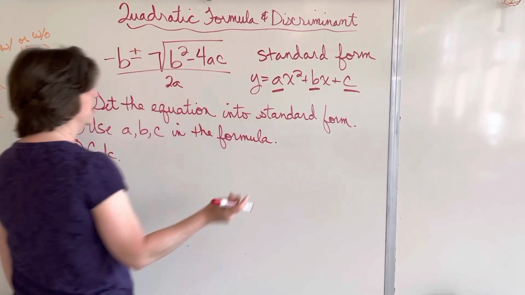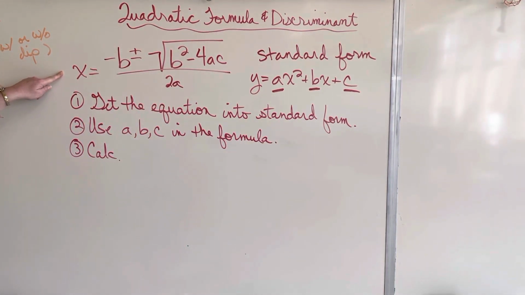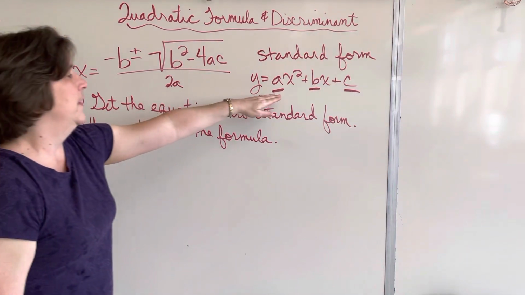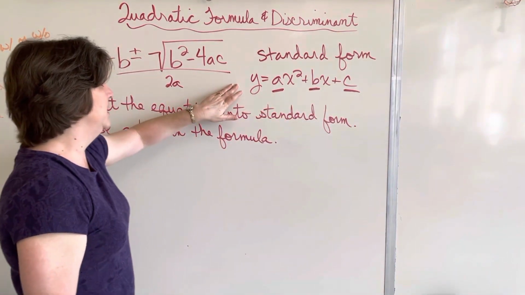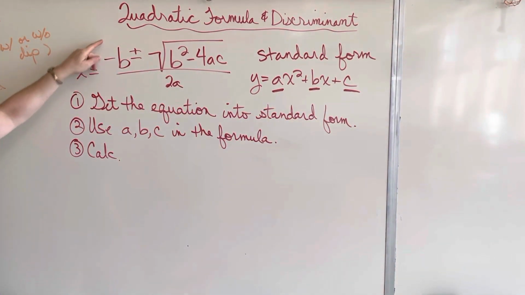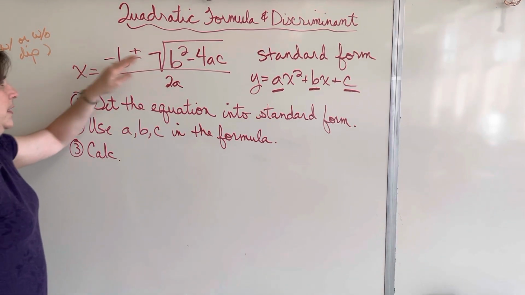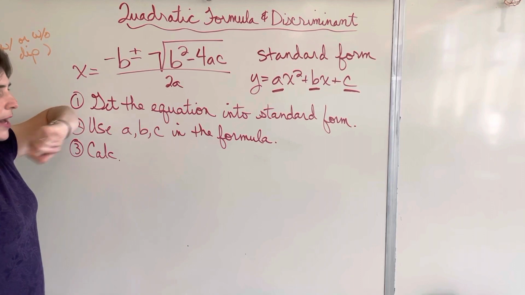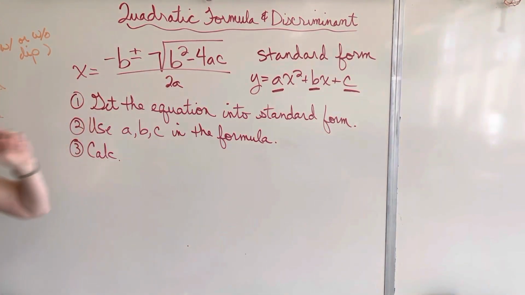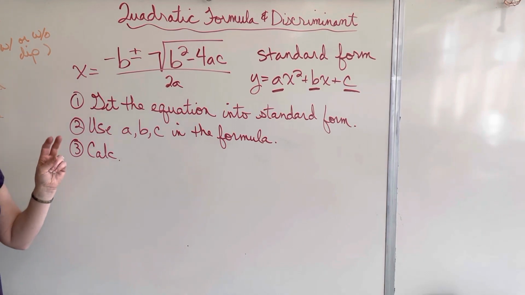And you might ask yourself, do I have to write the formula every time I do a problem? The answer is yes. Every time you do a problem, start with the formula. Find out what a, b, and c are after you have it in standard form. Put them in the formula, and then use your calculator to get an answer. Remember, if you have a quadratic with the exponent of 2, you're expecting to find 2 answers. You might not always have 2 answers, but you can have at most 2 answers.